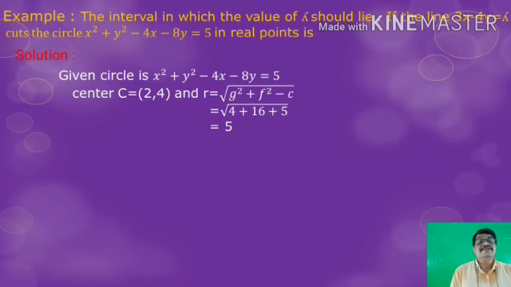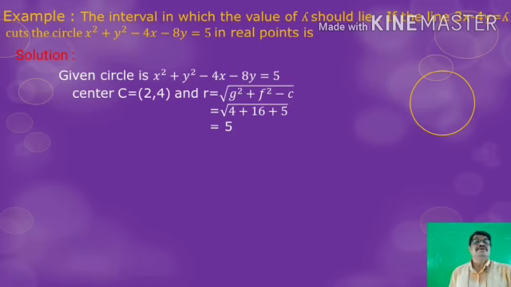And how to get the radius? R is equal to, what is the formula? Root of g square plus f square minus c. Here what is g? Minus 2. What is f here? Minus 4. Now substitute: minus 2 whole square, that is 4, minus 4 whole square, that is 16. What is the constant here? Minus 5. Substituting in the formula, we get root of 4 plus 16 minus of minus 5, that is root 25, which is 5. So we have the center and radius of the circle.